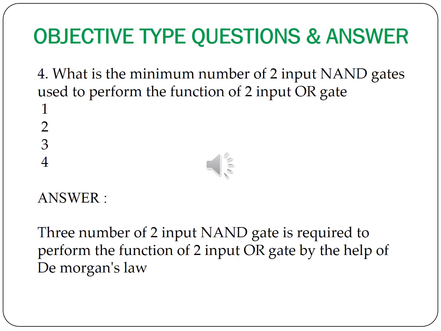Next question: what is the maximum number of 2-input NAND gates used to perform the function of a 2-input OR gate? So 1, 2, 3, 4. Here, three 2-input NAND gates are required to perform the function of a 2-input OR gate with the help of De Morgan's law. With the help of De Morgan's law we can simplify it. So three 2-input NAND gates are required to perform the 2-input OR gate.